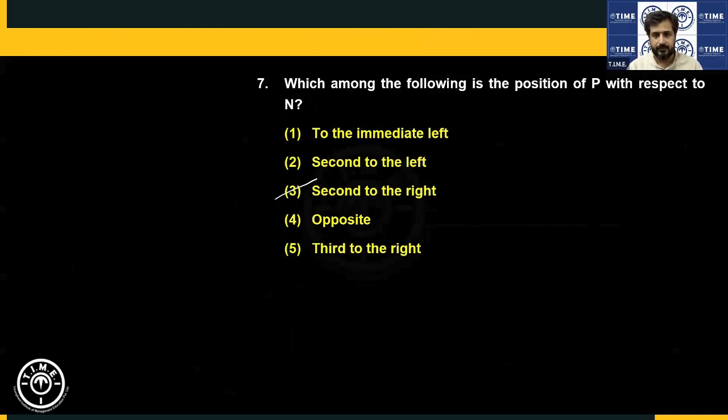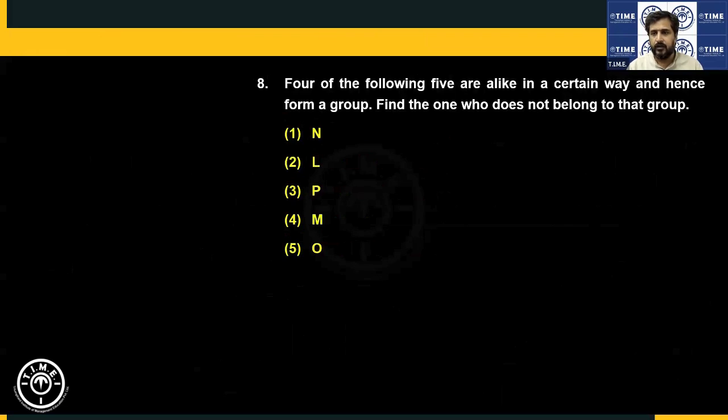Okay. Next question. 4 of the following 5 are alike in a certain way and hence form a group. Find the one that does not belong to the group. NLPMO.